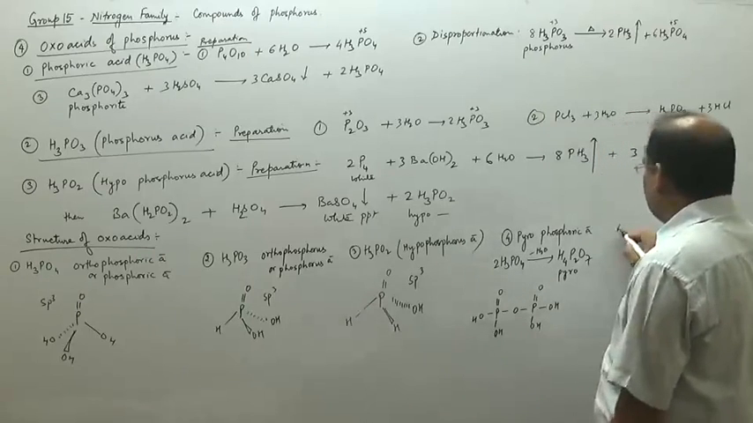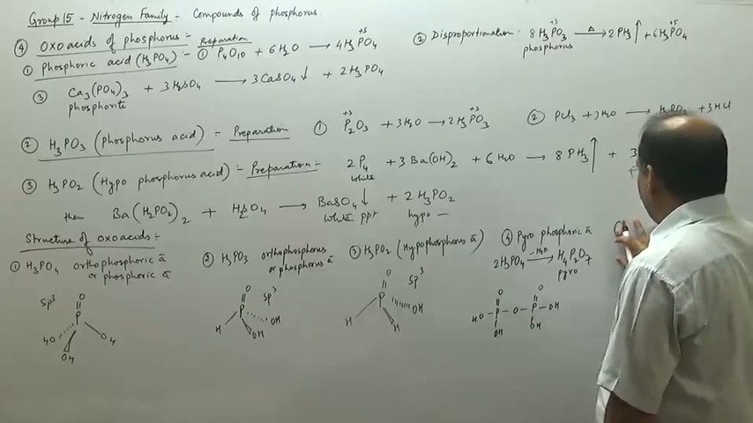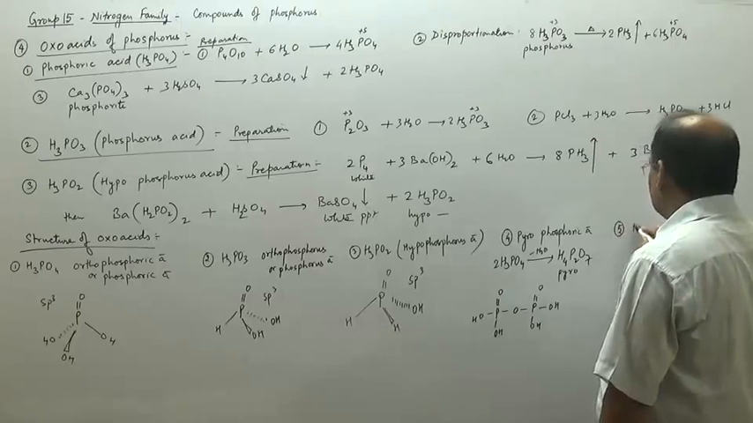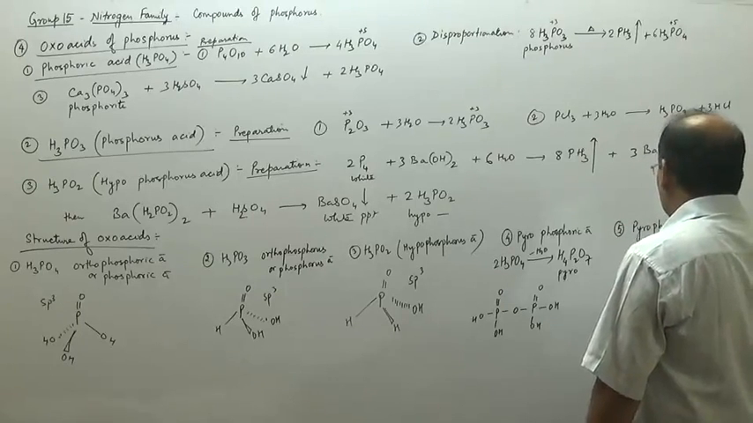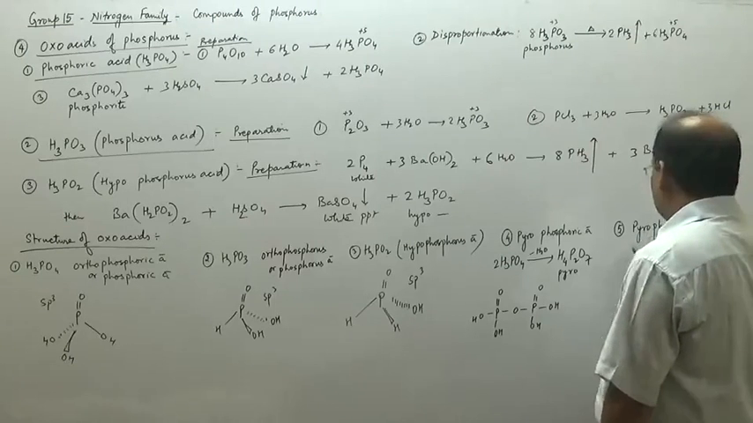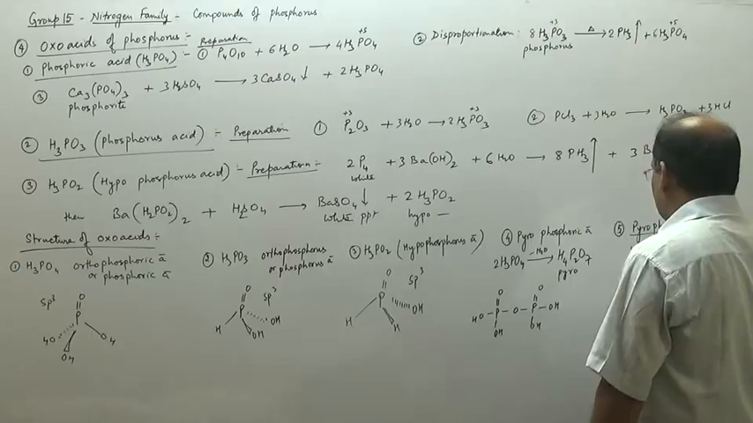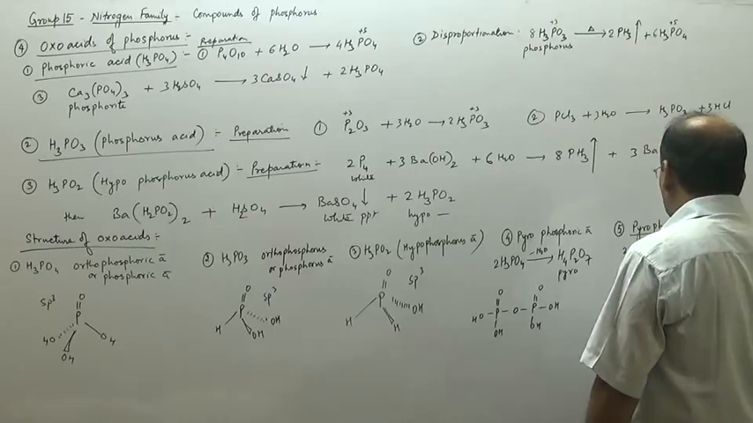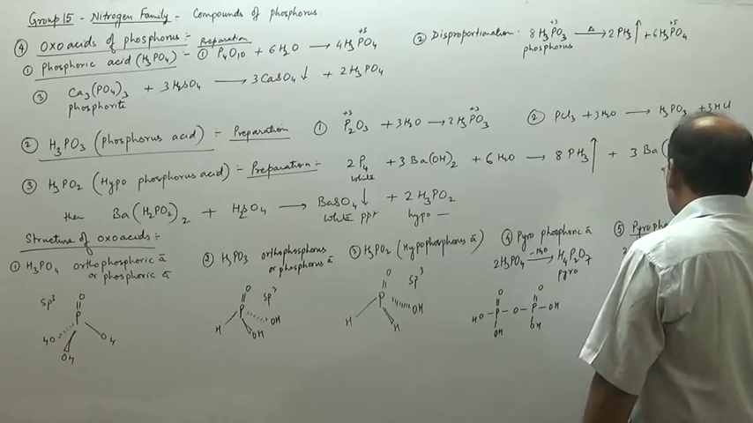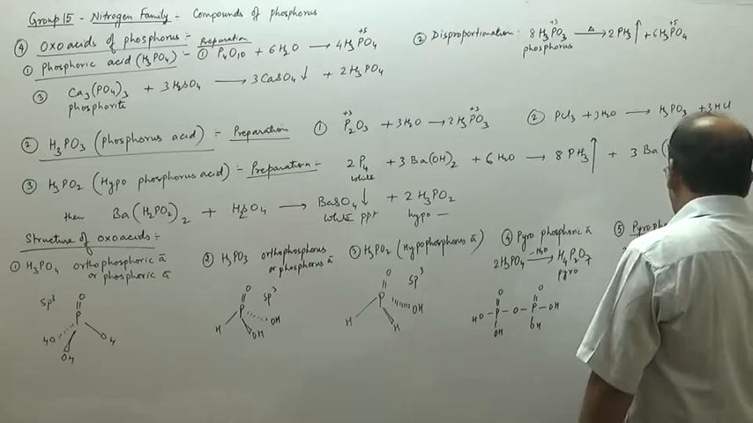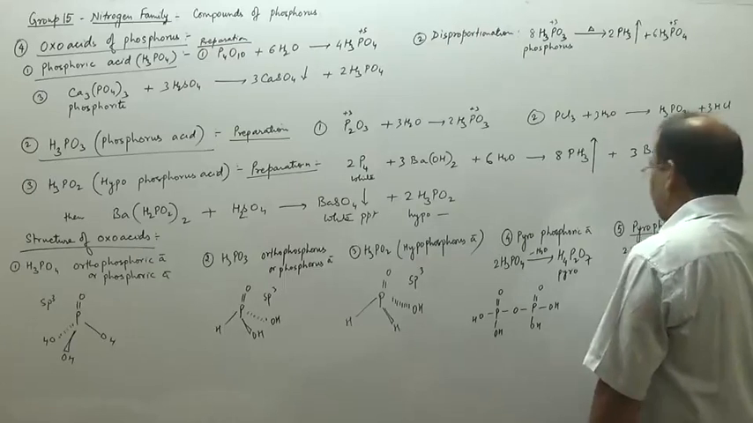Now if I write pyrophosphorous acid, I'm going to write it like this. It is H3PO3, make it twice, remove a water molecule, and you will get H4P2O5.